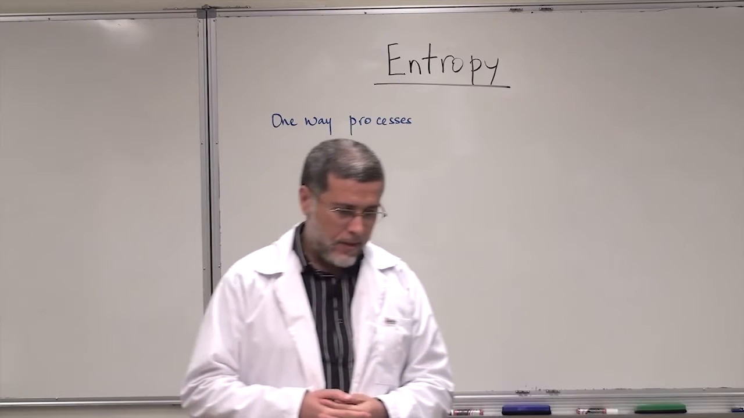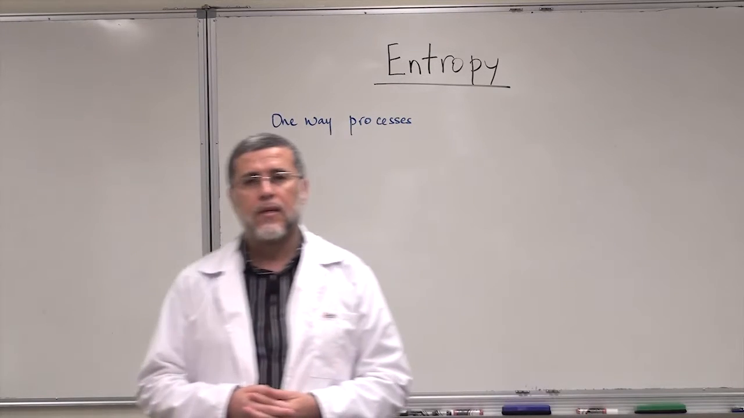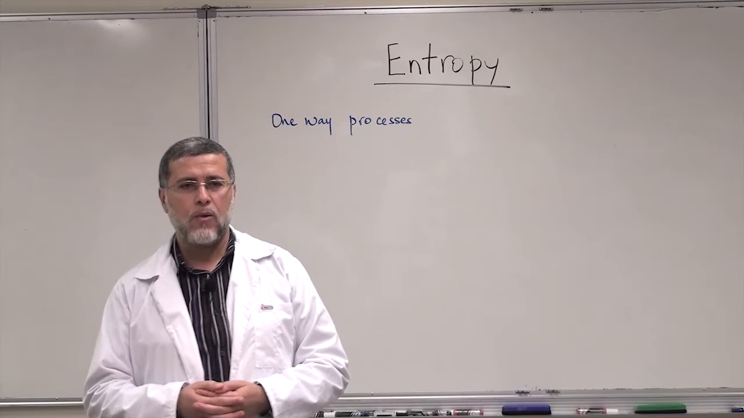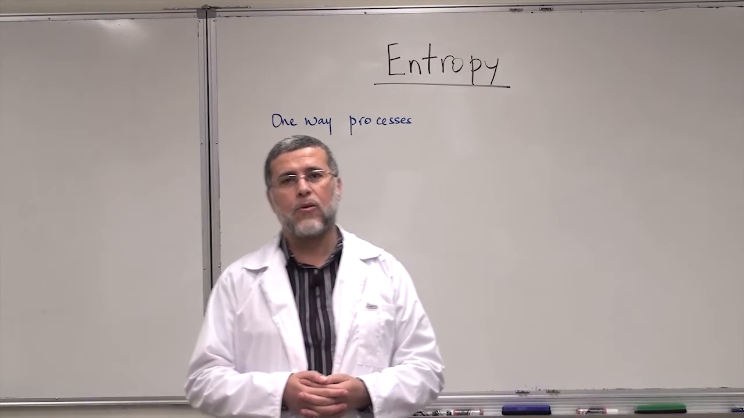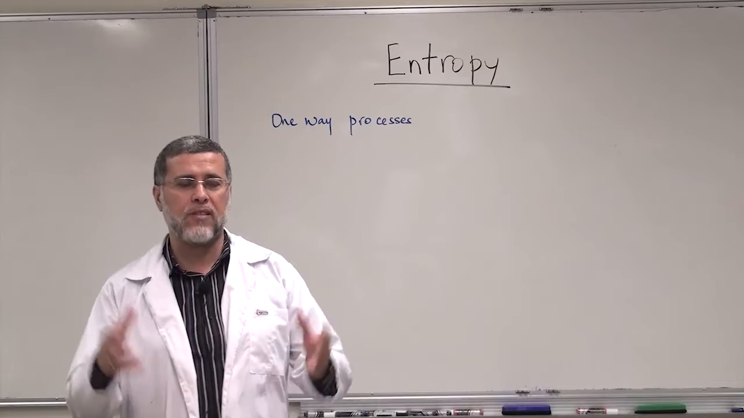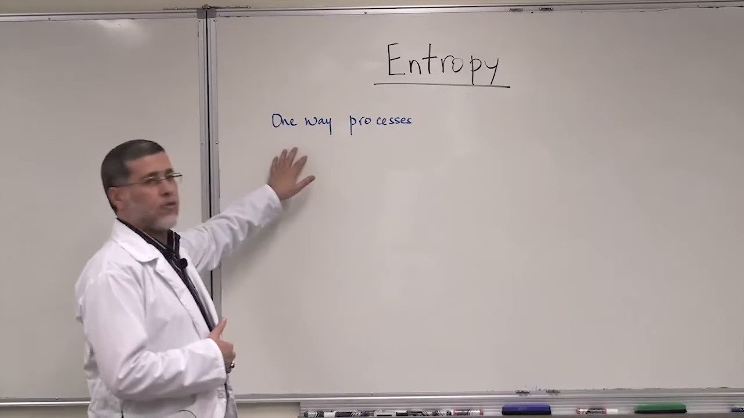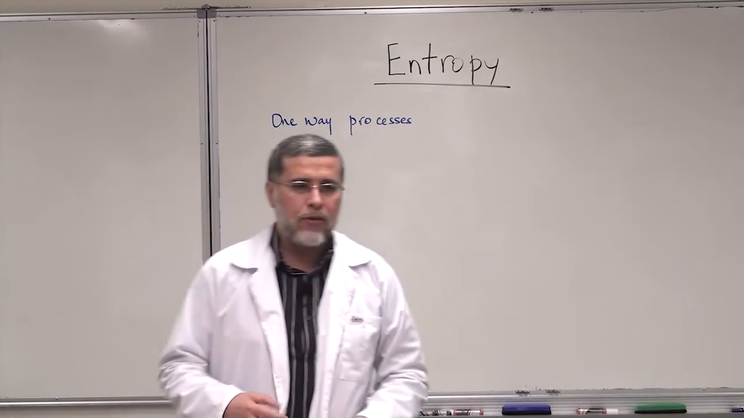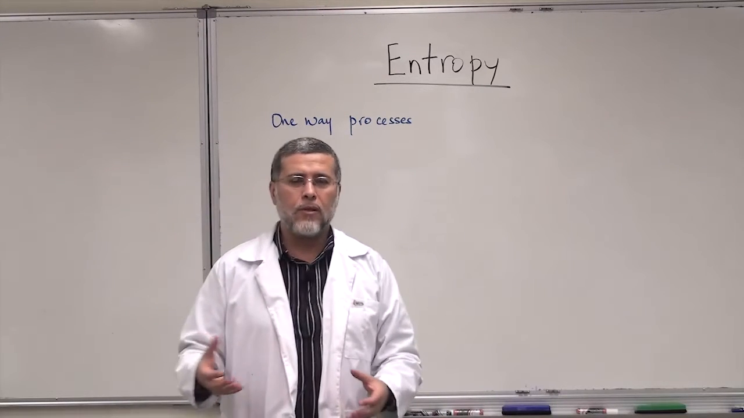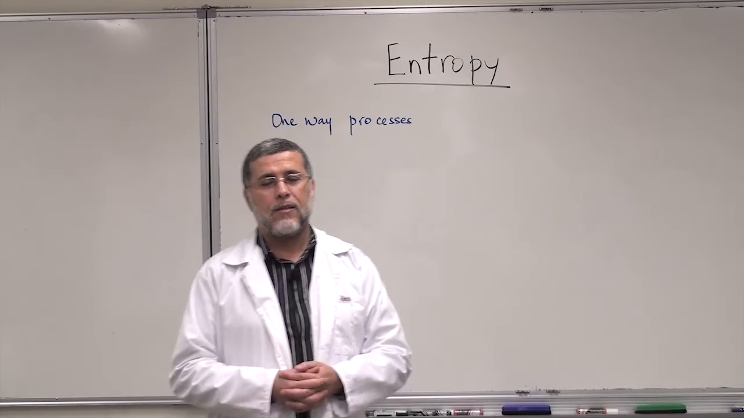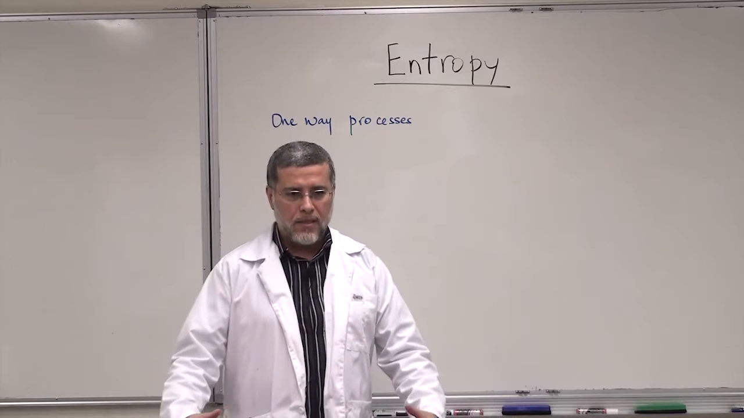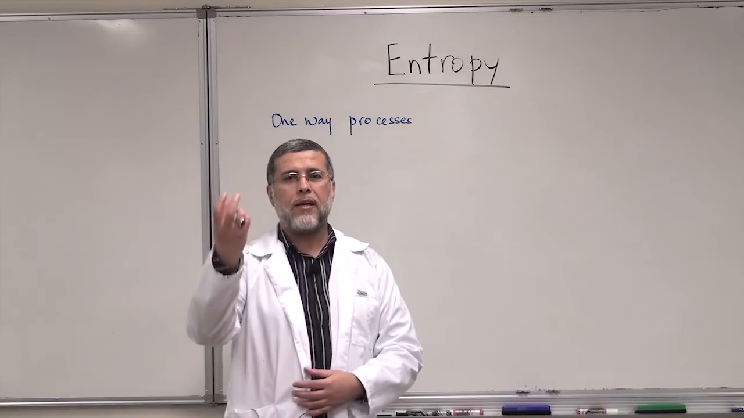Entropy was introduced because some scientists could not explain why processes happen only in one direction. Most processes happen in one direction. Let me give you an example. They call them one-way processes. A one-way process: if you take a glass in your hand and then you drop it on the floor, the glass will break. Okay? You can never see a broken glass getting together and becoming a glass again.